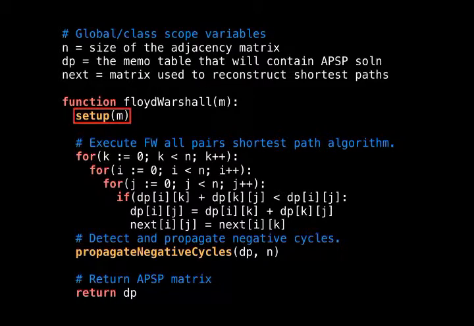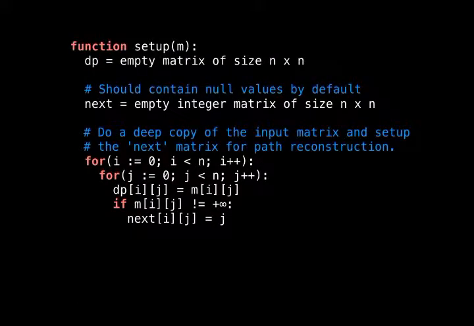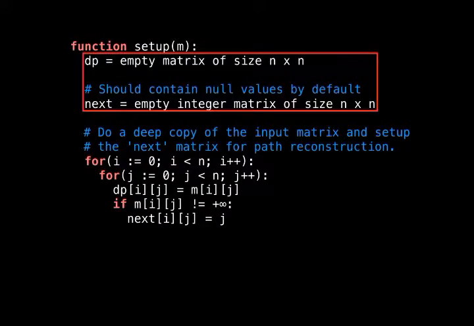So let's take a look at that real quick. Here we are inside the setup function. The first thing I do is allocate memory for our tables. The DP matrix should have the same type as the input adjacency matrix. What I mean by this is if the edges in your input matrix are represented as real numbers, then your DP matrix should also hold real numbers.